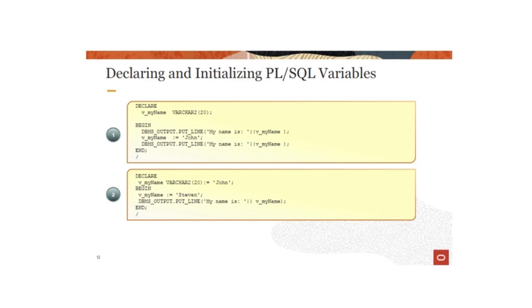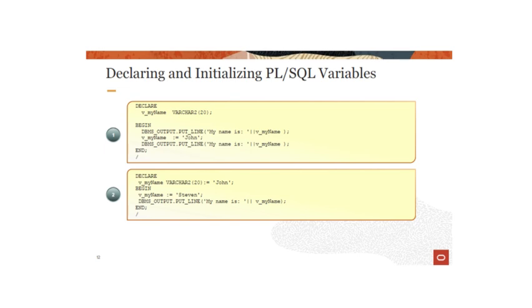In the first block, the v_myname variable is declared but not initialized. A value John is assigned to the variable in the executable section. String literals must be enclosed in single quotation marks while initializing. Variables are assigned values with the assignment operator, :=. The put_line procedure is invoked by passing the v_myname variable. The value of the variable is concatenated with the string, 'My name is'.